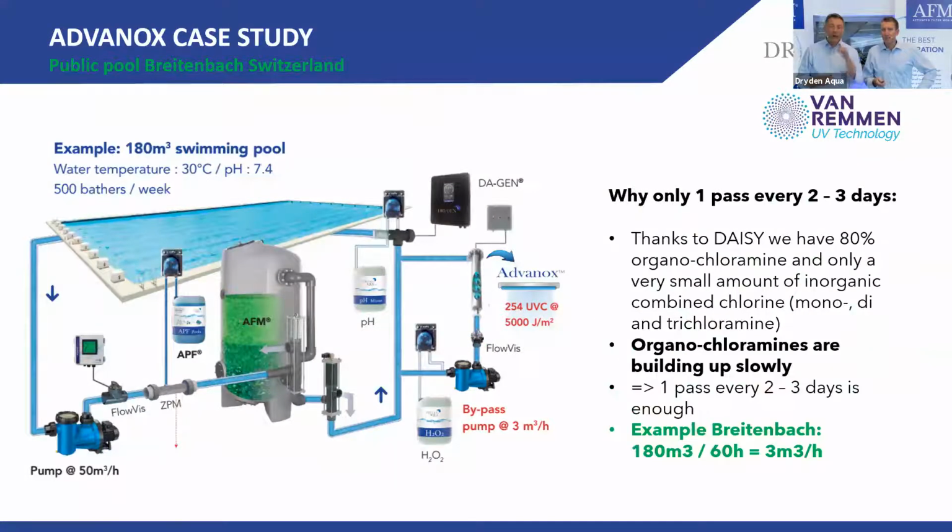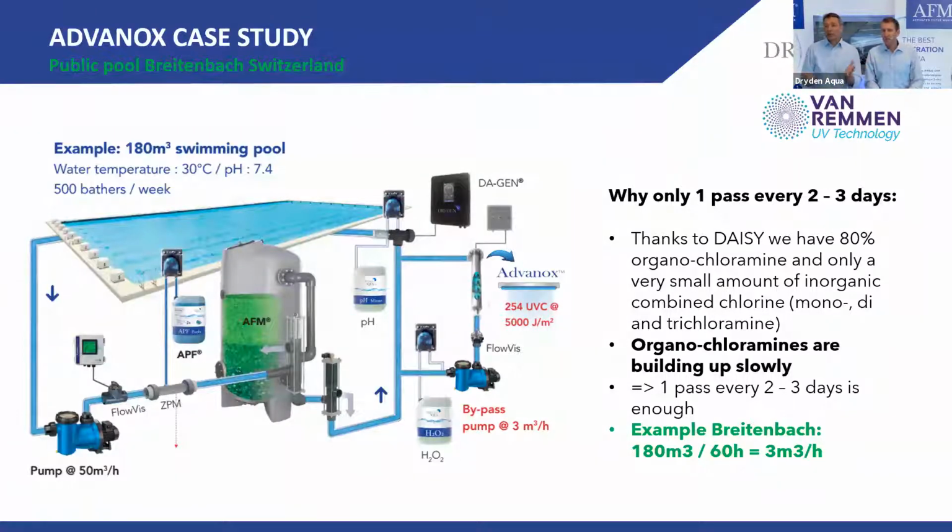Why only every 2 to 3 days? Why is this enough? Well, the inorganic chloramines build up very quickly, but the organic chloramines build up relatively slowly. So you don't need to treat the whole pool water in a short time. You have more time, basically. They build up over 3, 4, 5, 6 days.